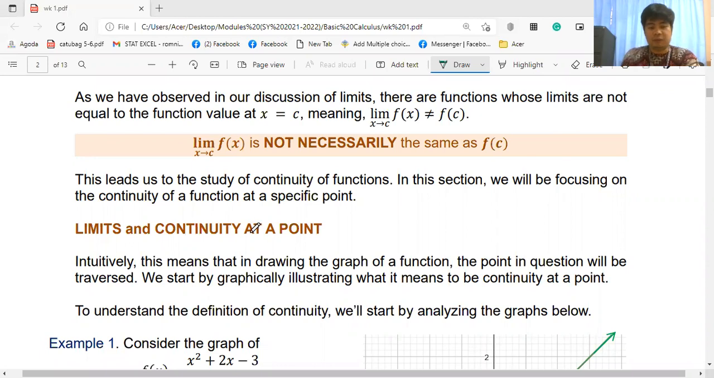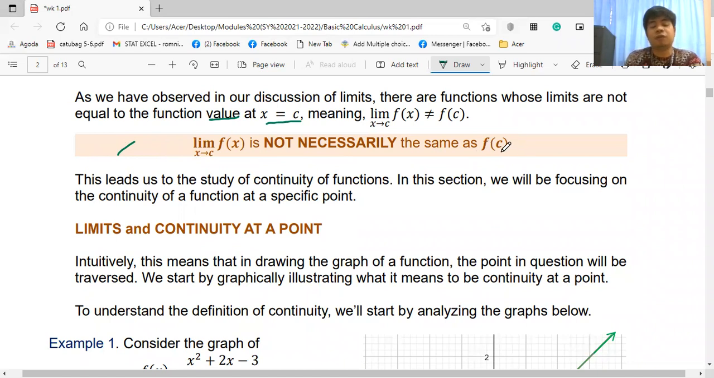Today, let's have the lecture about limits and continuity at a point. As we have observed in our discussion of limits during the midterms, there are functions whose limits are not equal to the function value. That is, at x equal to c, when you solve for the limit of the function as x approaches c, it may not necessarily be equal to f of c. That is why we have the rule: the limit of f of x as x approaches c is not necessarily the same as f of c.